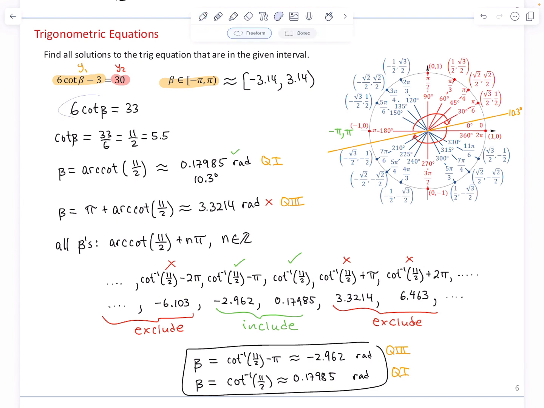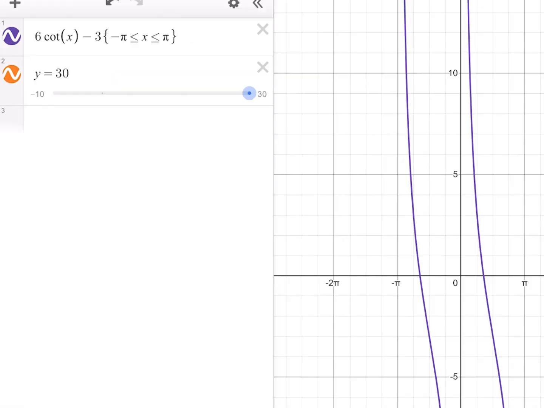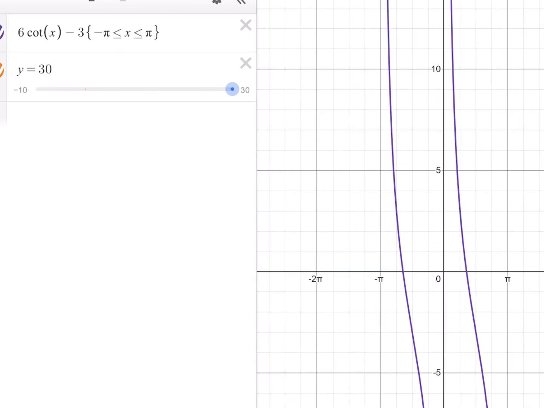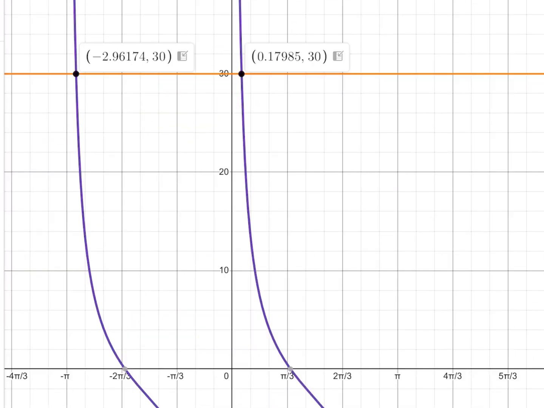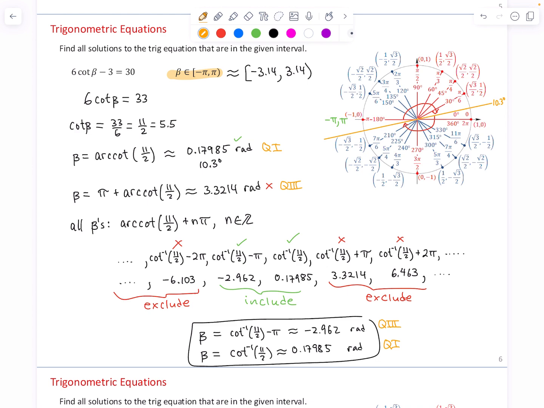Note that you could do something similar with this stage or even with this stage. I could graph cotangent beta as my first function and 11 halves as my second function. But I'll just go back to the original equation and graph those. So here's my cropped graph from negative pi to pi, and my horizontal line y equals 30. I do need to change my vertical scale, and then we can see 2 points of intersection. And these are precisely the two solutions that we found, measured in radians. Okay, next slide.